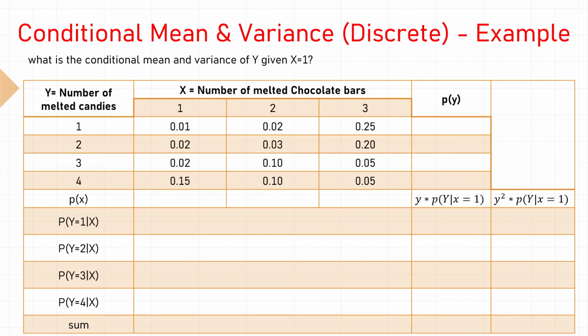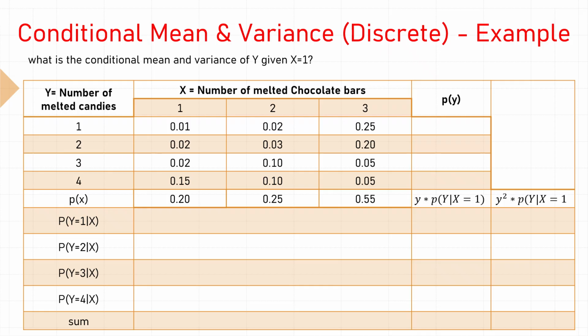We start by finding the marginal distribution of x. To find p of x, we need to sum up the joint probabilities over the column for each of the values of x. By doing so, we can see that the probability of x being 1 is 0.2, the probability of x being 2 is 0.25, and the probability of x being 3 is 0.55.